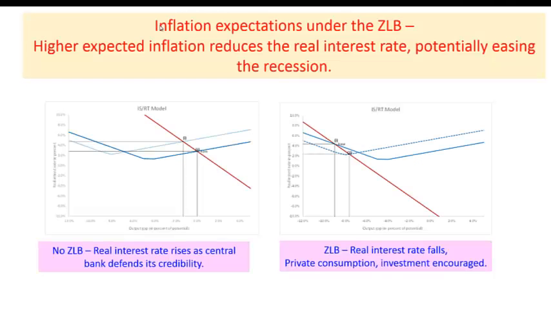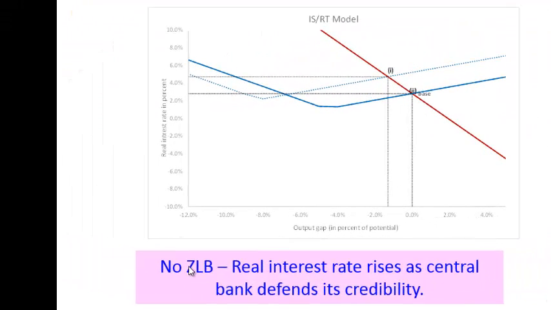Now let's take a look at the effect of changes in expected inflation under the zero lower bound. Higher expected inflation is going to reduce the real interest rate under the zero lower bound, and that can be potentially good. It can potentially ease the recession. So let's contrast once again what happens when the zero lower bound doesn't hold and when it does constrain.